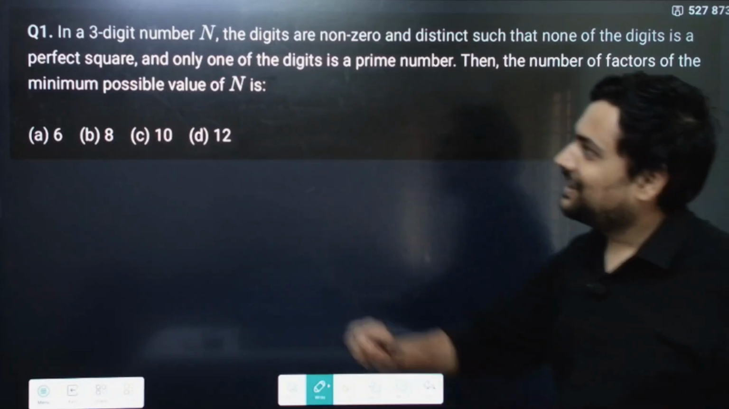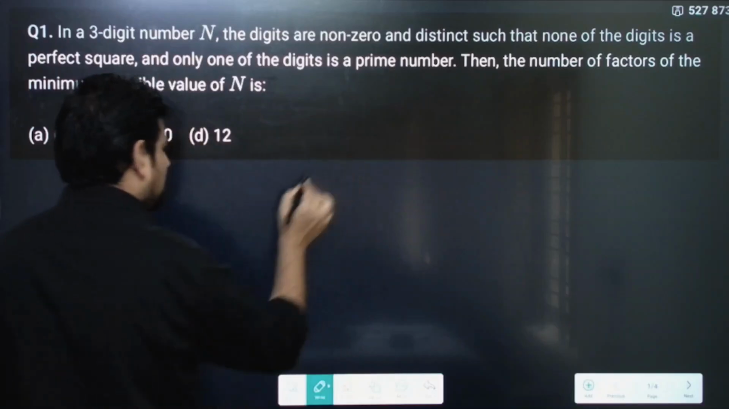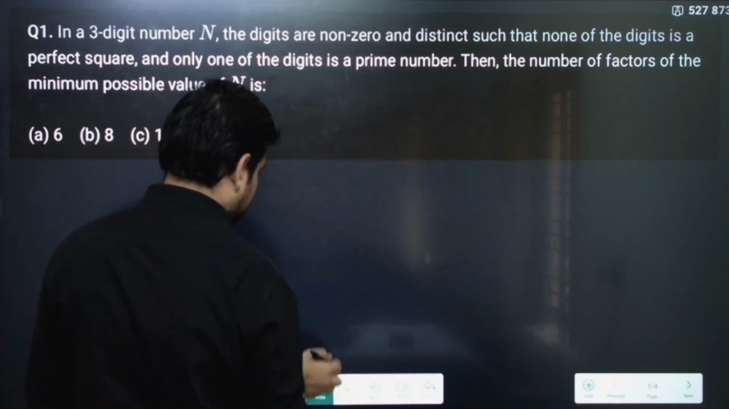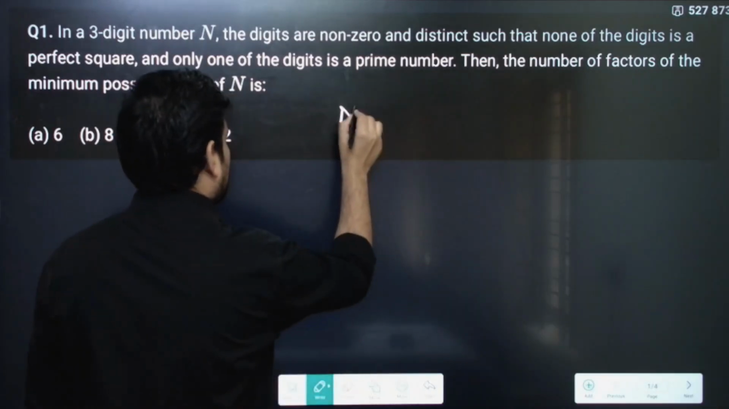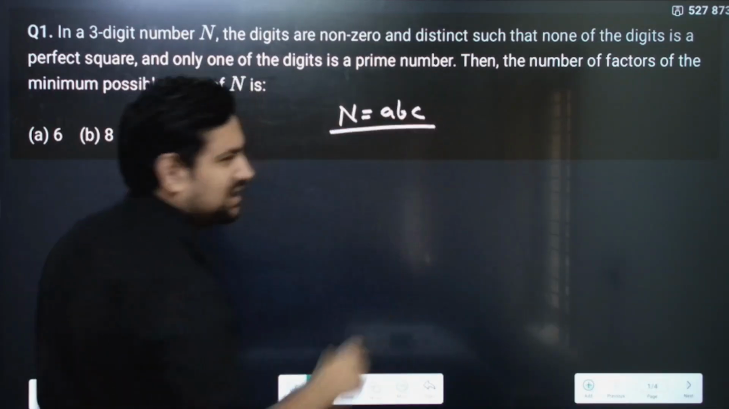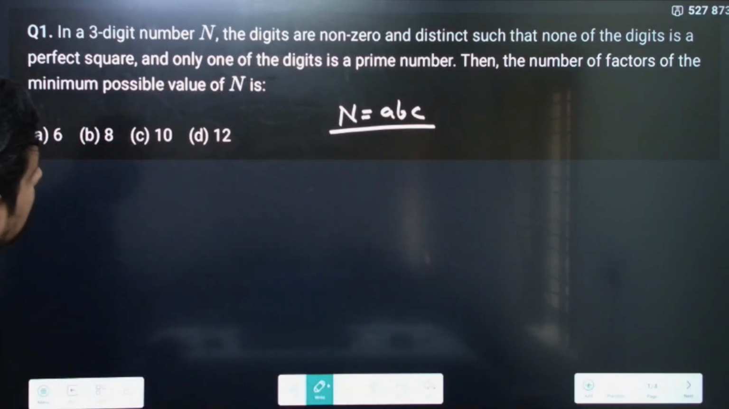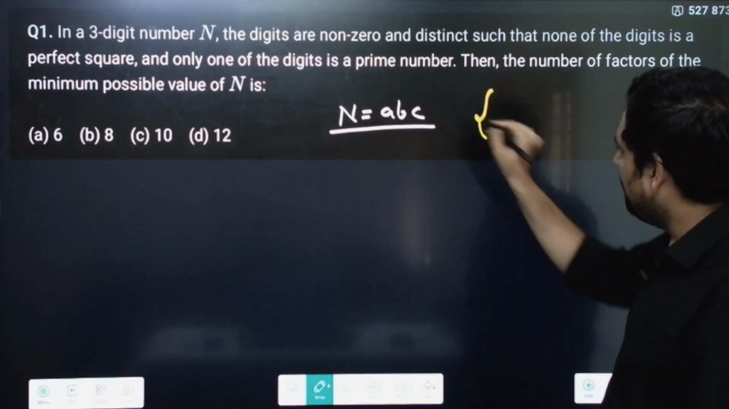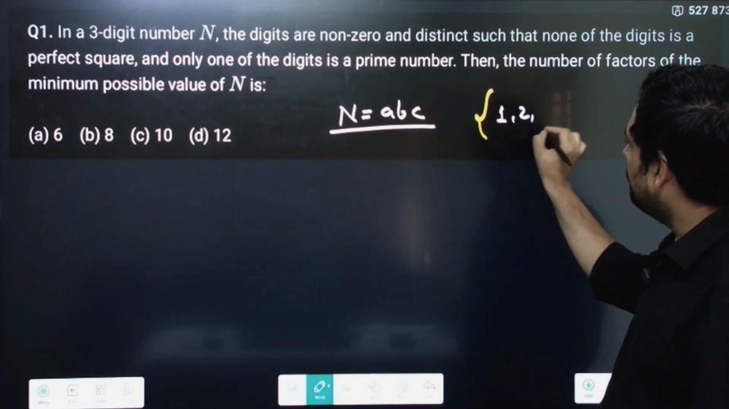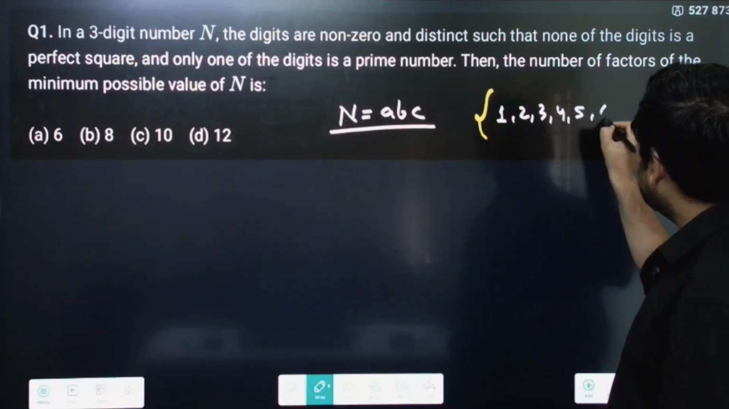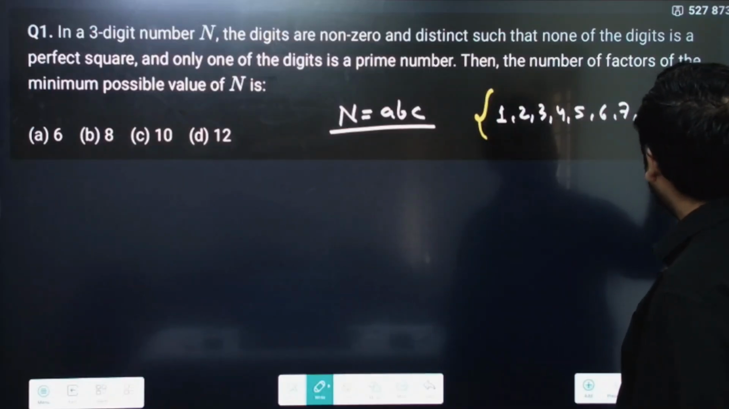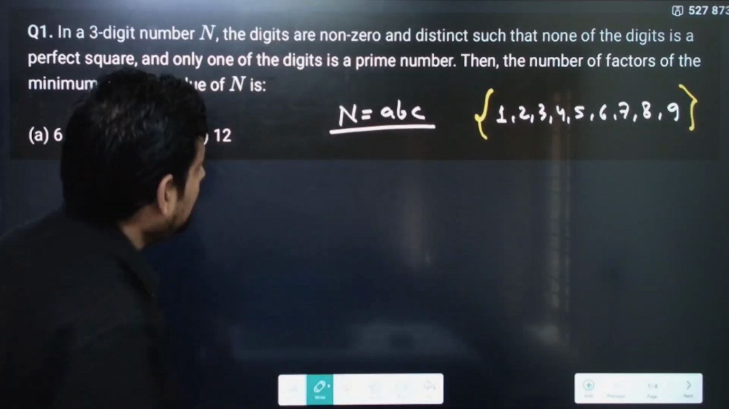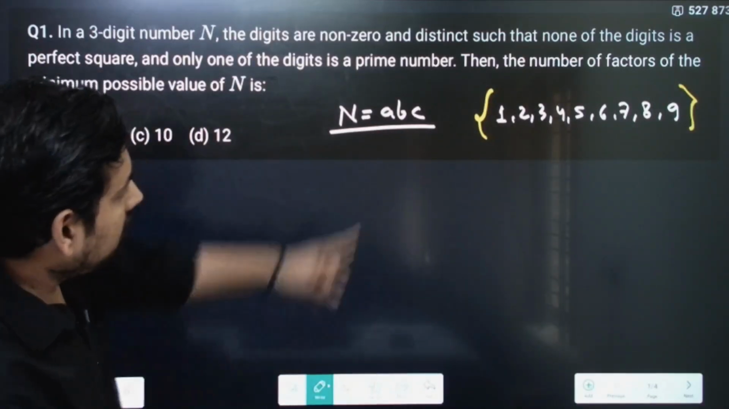Now let me do it. In a 3-digit number n, the number will look like A, B, C, correct? Then the digits are non-zero, so you have the possibilities 1, 2, 3, 4, 5, 6, 7, 8, 9. Now it says distinct, so 3 of them will be used.